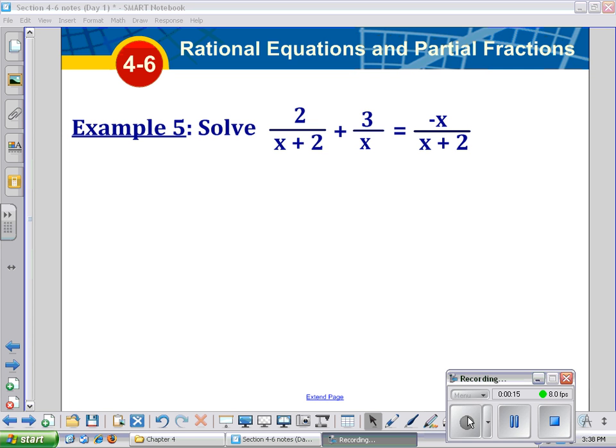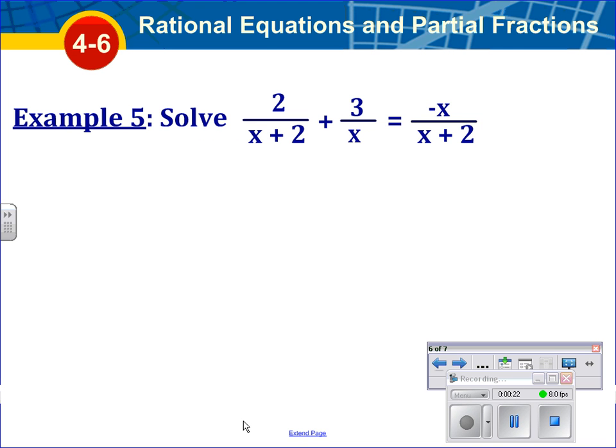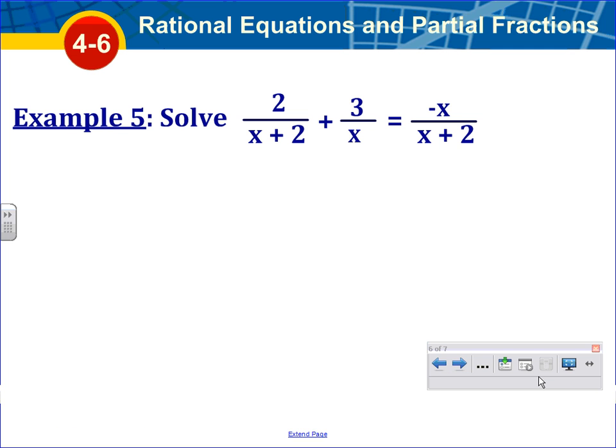So your denominators here are x plus 2 and x. What I need you to understand in this particular example is that the x plus 2 and the x are completely different. So even though x is in x plus 2, they're completely different numbers. Let me give you an example.